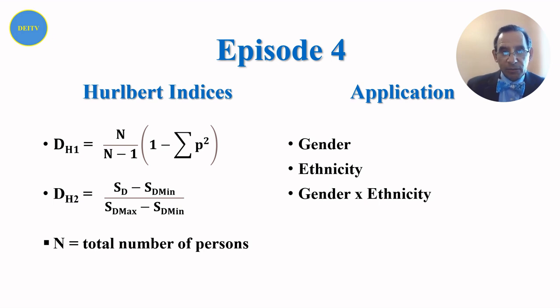The other index is a relative diversity index, again based on the Simpson index. So I will cover that. And remember, big N, capital N, equals the total number of persons. The small p equals the percentage. And to be consistent with episodes 1, 2, and 3, the data will be applied to gender data, ethnic data, gender by ethnic data, as well as to the revenue data presented in the previous episodes.